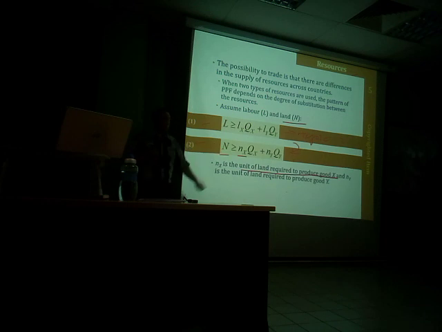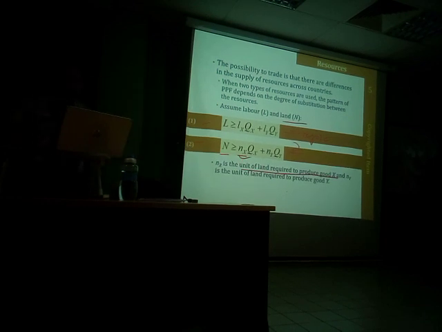Same thing. So, the combinations of use here, the allocations of land used to produce X and produce Y should not exceed, should not be more than what is available in a country. The big N here is the availability of land in the country. How you use the land cannot exceed what you have in the country, right?